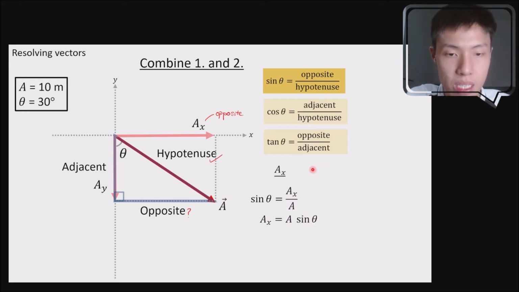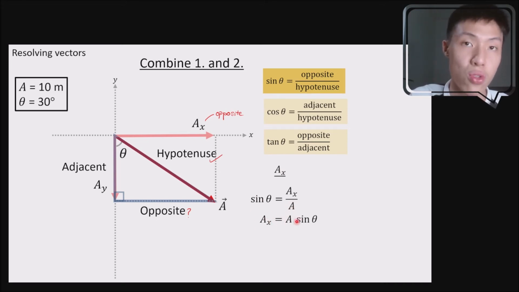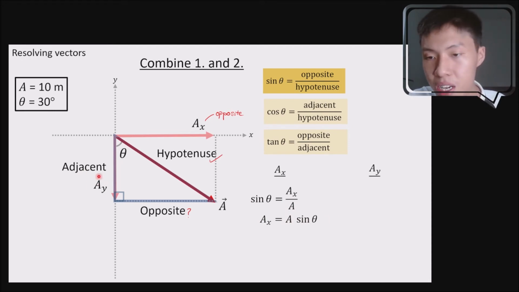Okay. So if we rearrange the equation, bring the hypotenuse to this side, then AX is equal to A sine theta. Okay, we stop here for AX, let's go to AY. AY is over here, exactly on the adjacent side of the triangle, right? So we know that AY will be the adjacent side.